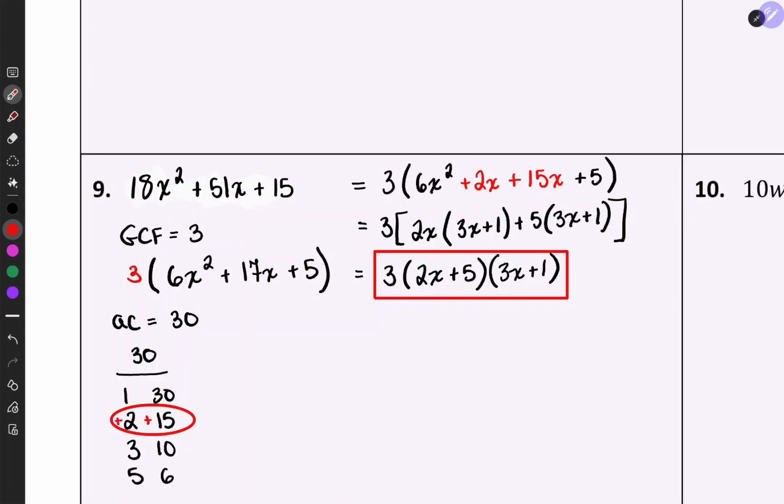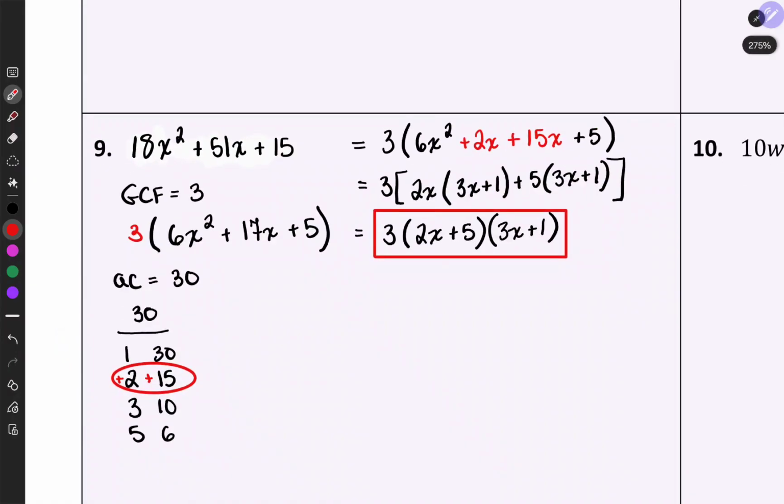All right, so this is becoming a long video, so I want to wrap this up. Here's a solution for number 9. Be careful when giving the answer, okay? 3 is still part of that factorization. We can't just discount it because we factored it out at the very beginning. You want to include that factor of 3, okay?